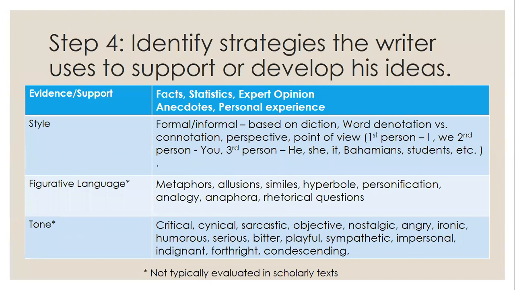So there are different ways they can do this. They may provide facts. They may use statistical information. They may use expert opinion. So, you know, they may have a lot of references to other studies and things like that. Depending on the kind of source, whether it's an academic one or a literary one, they may use anecdotes, which are stories that sort of show something to be true. They may reflect on their own personal experience. So these are all different kinds of evidence that a writer may use.